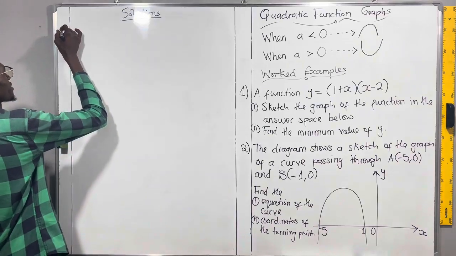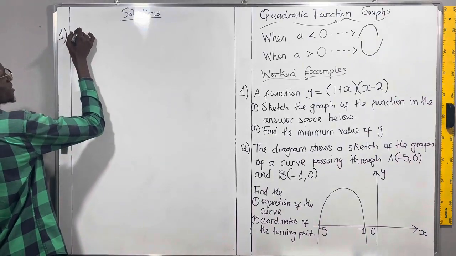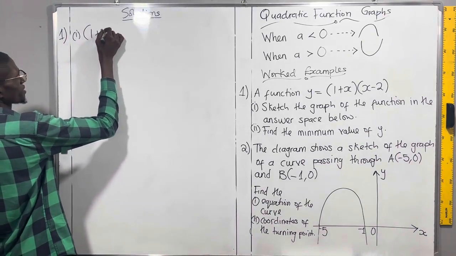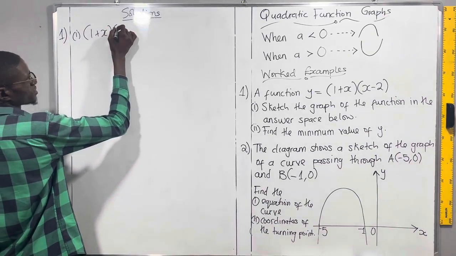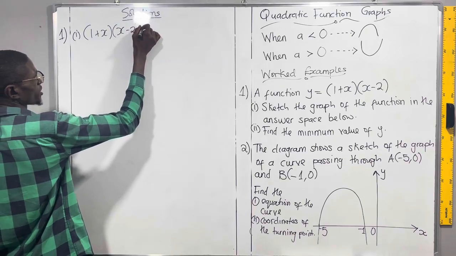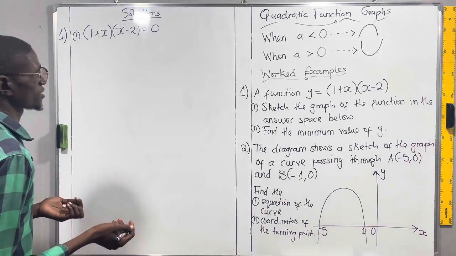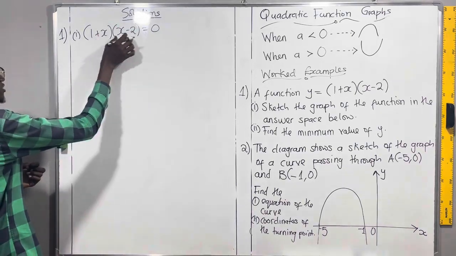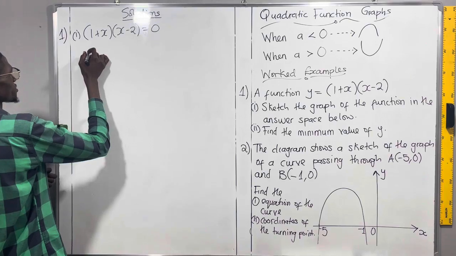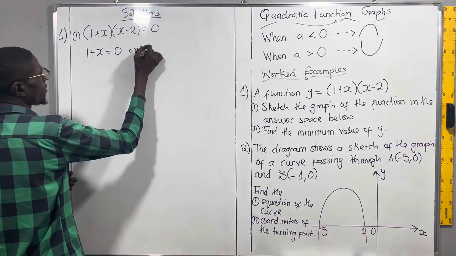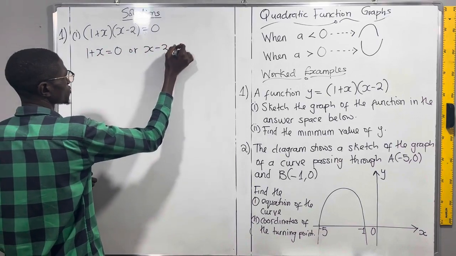So we are going to say question 1, Roman numeral 1. So we're going to say 1 plus x, the x minus 2 close bracket is equal to 0. You remember this information from the previous session. Okay, and then here we simply equate each bracket to 0. So we're going to say 1 plus x is equal to 0, or x minus 2 is equal to 0.